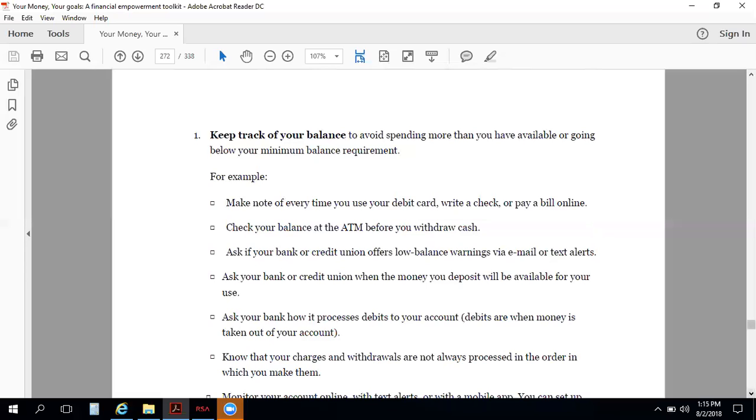So obviously, keeping track of a balance to avoid over the limit fees, making sure that they're not spending more than what they have. The ways to do that is to make a note every time they use their debit card, write a check or pay a bill online, whether it be keeping a ledger of their expenses they have going out, or whether they keep track of that just online. They can have the ability to check their balance at an ATM before they withdraw any cash. So it's always a good idea for them to check their balance before they take any cash out.